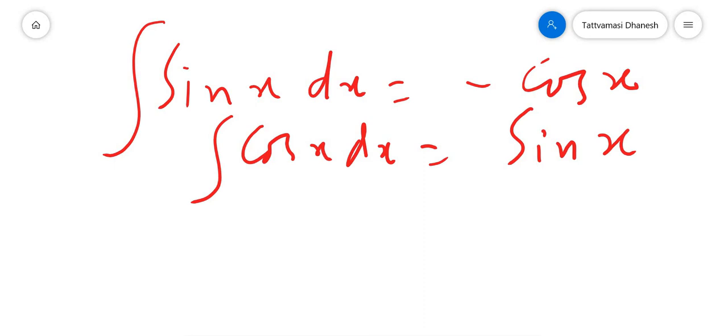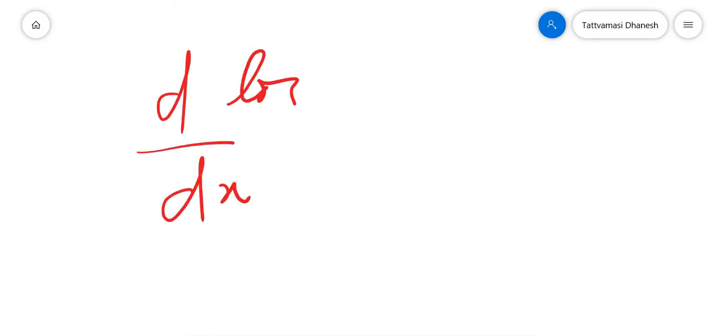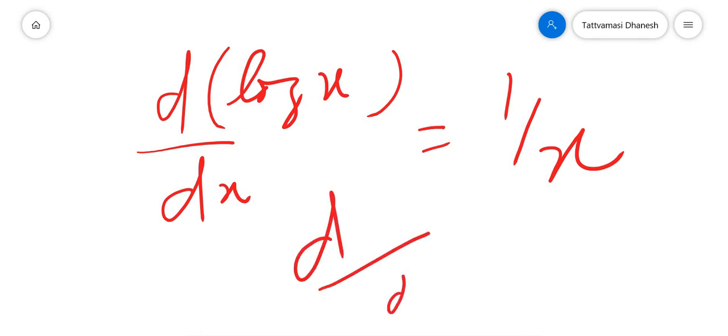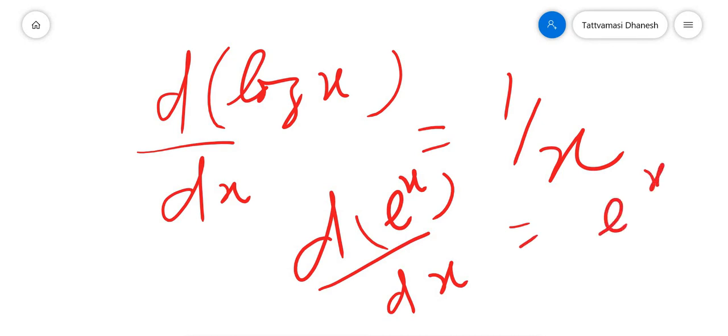So now again some more functions I am telling you. What is the derivative of log x? You know the logarithmic function. The derivative of log x is 1 by x, very important. Then another function you can remember, d by dx of e raised to x. It is e raised to x only, the same function you will get.